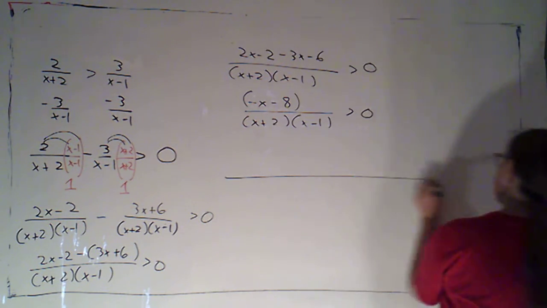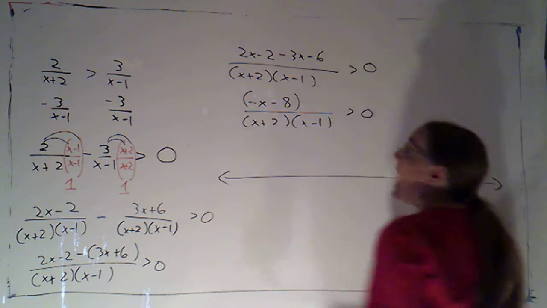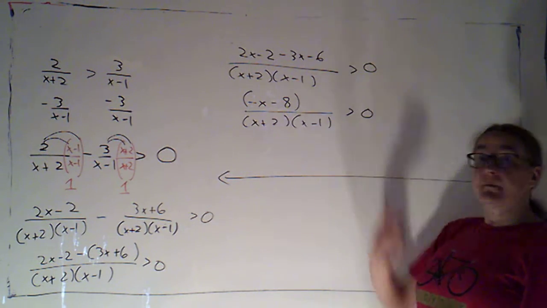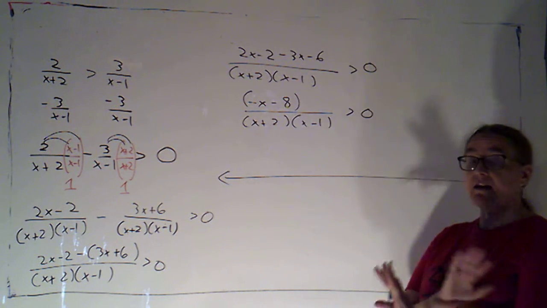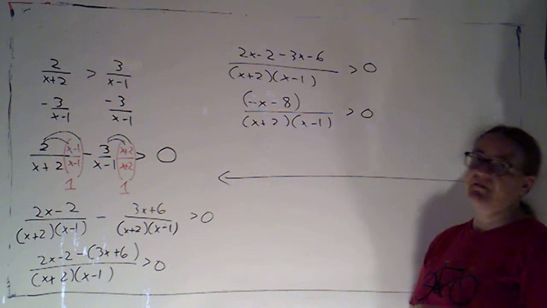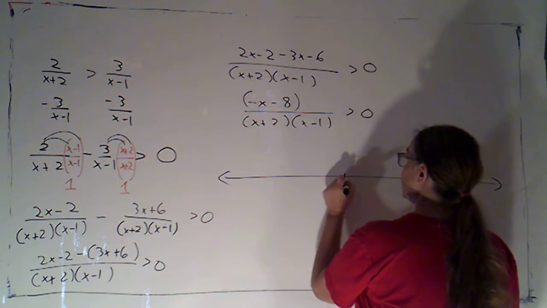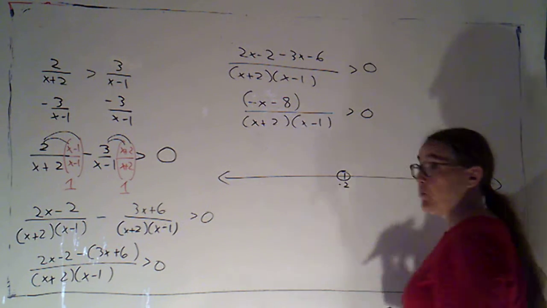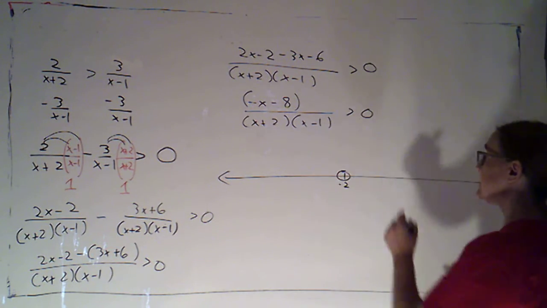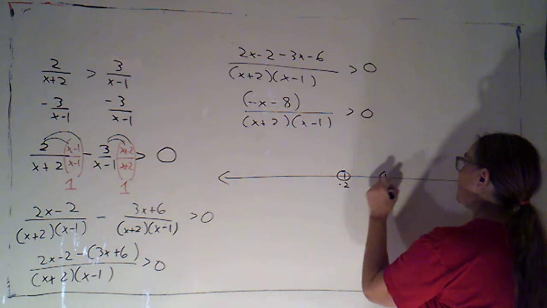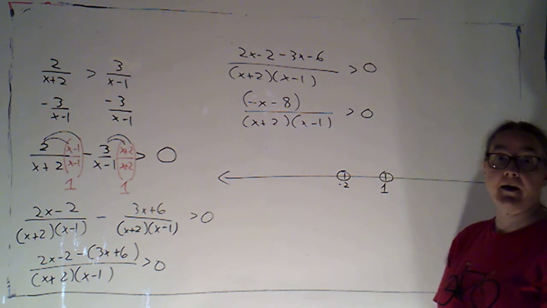So I can draw my number line. Again, I like to start with the numbers that make the bottom 0 because I know automatically they're not going to be included. So if x is negative 2, that would make the denominator 0. So I'm going to have an open circle there. If x is 1, that would make the denominator 0. So we'll have an open circle there.